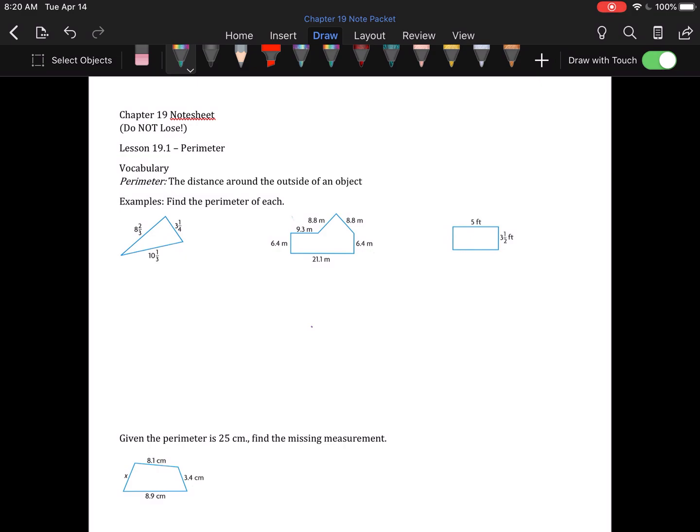And the last example here is a rectangle. So on a rectangle, I don't have to list every side. Same thing on a parallelogram. I don't have to list every side, because opposite sides are congruent, meaning opposite sides are the same. So on this, the bottom is 5, and the left side is 3.5. So here are my numbers. I just need to add. 5 and 5 is 10. 3.5 and 3.5 is 7. 10 and 7 is 17 feet.